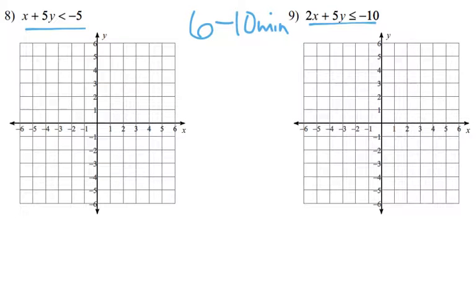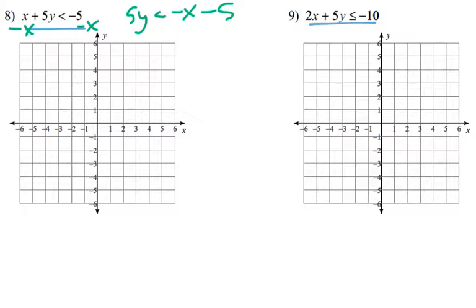Alright. So, let's take a look at 8 and 9 now. So for 8, we could subtract x, giving us 5y is less than negative x minus 5. Divide everything by 5. It's a positive 5, so I don't have to change my inequality. So I get y is less than negative x over 5. Think of it as negative 1/5 x. 5 over 5 is 1, so minus 1. So I'd graph at negative 1 for my y-intercept. Then negative 1/5 would say down and to the right 5, or up and to the left 5.